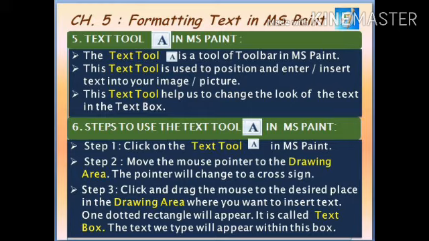What are the steps to use the text tool in MS Paint? Step 1. Click on the text tool in MS Paint. Step 2. Move the mouse pointer to the drawing area. The pointer will change to a cross sign. Step number 3. Click and drag the mouse to the desired place in the drawing area where you want to insert text. One dotted rectangle will appear. It is called text box. The text we type will appear within this box.